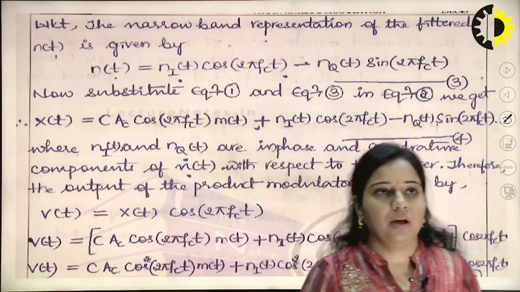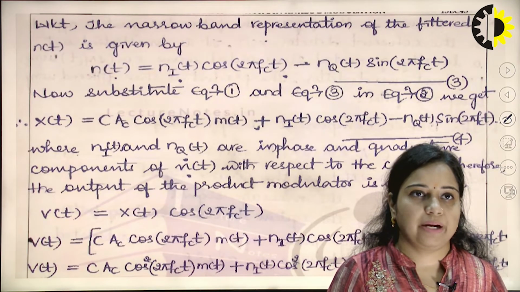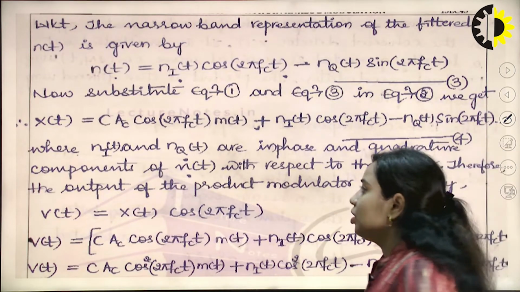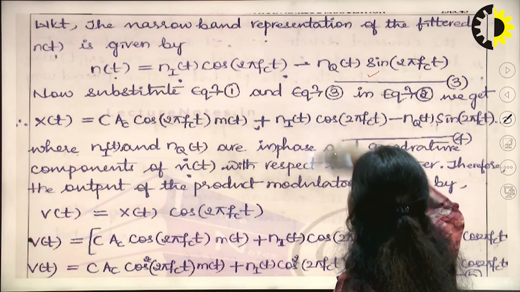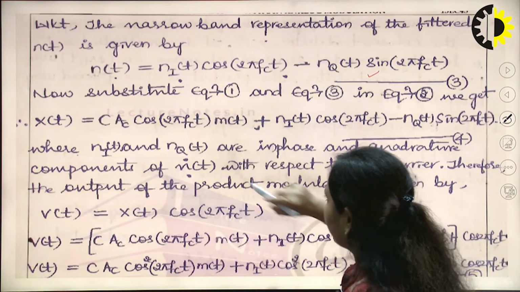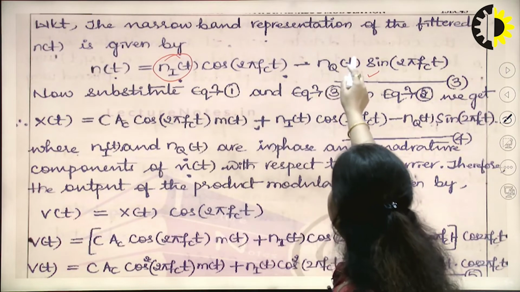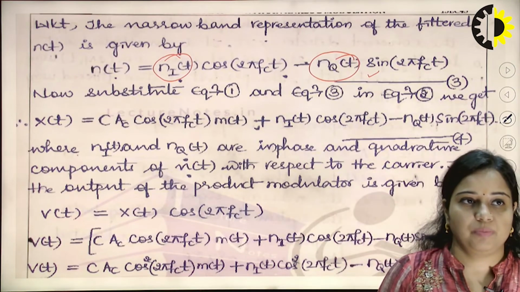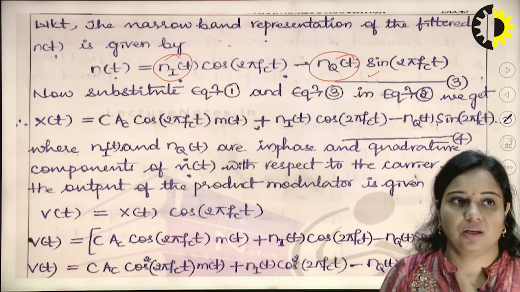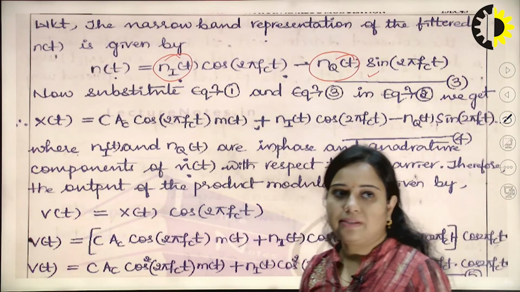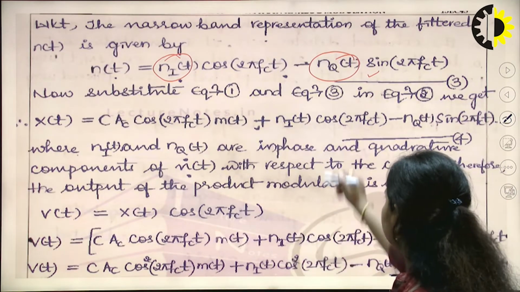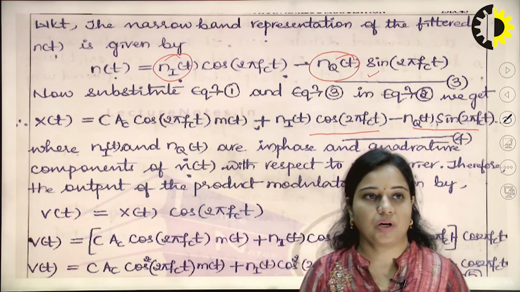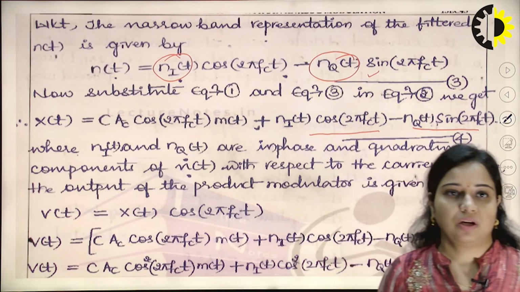Now, from the circuit, the narrow band representation of the filtered noise n(t) is given by this equation: n_I(t) cos(omega_c t) minus n_Q(t) sin(omega_c t). That is the representation of the noise, which consists of both an in phase component and a quadrature phase component. Now we can substitute this into the previous equation, where we find x(t) = c A_c cos(omega_c t) m(t) + n_I(t) cos(omega_c t) minus n_Q(t) sin(omega_c t), where n_I(t) and n_Q(t) are the in phase and quadrature phase components of n(t) with respect to the carrier.